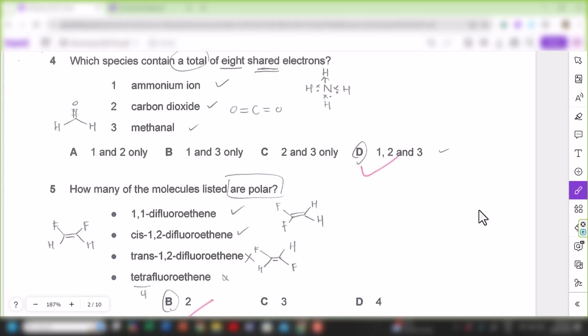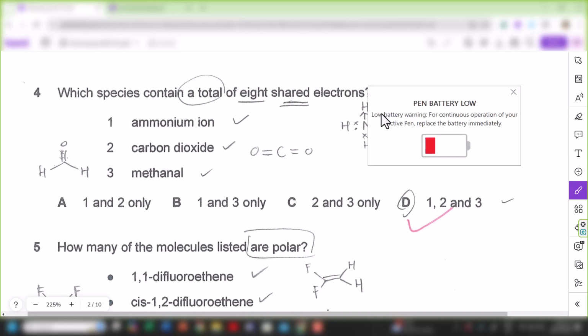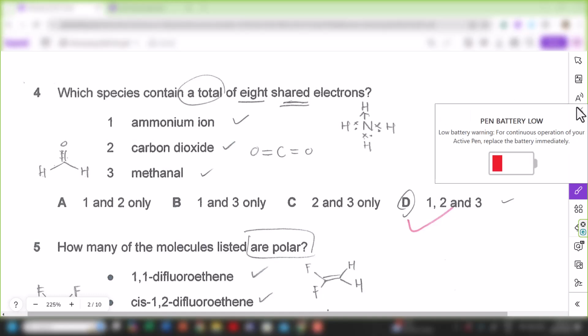Question 4. Which species contains a total of 8 shared electrons? They are talking about shared electrons. Again, do we have to run through all the categories? I guess we have to, unless you are very strong in your concepts. Students choose to draw dot and cross for some and structural formula for some, but it doesn't really matter. It's up to your preference.